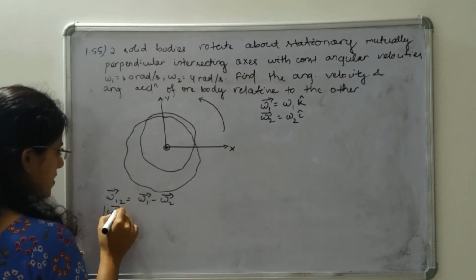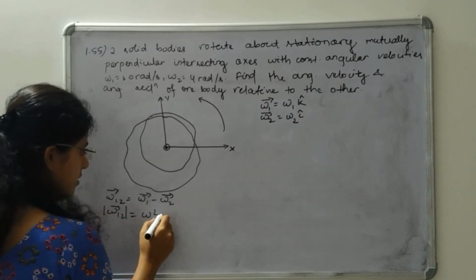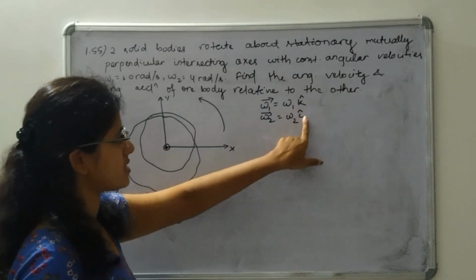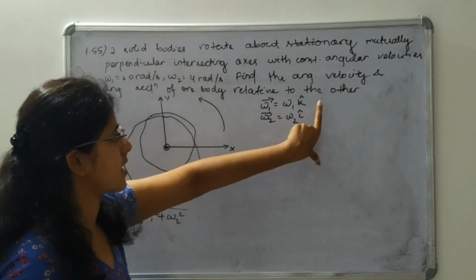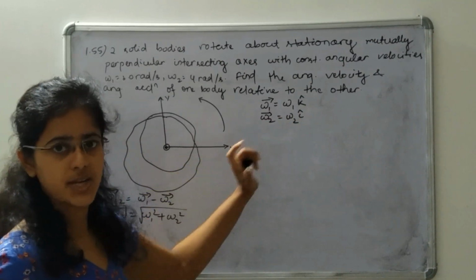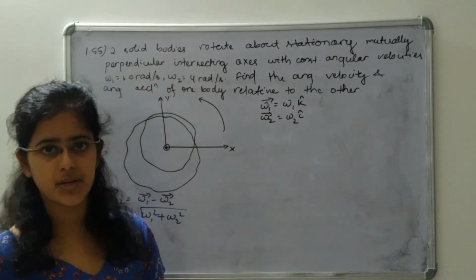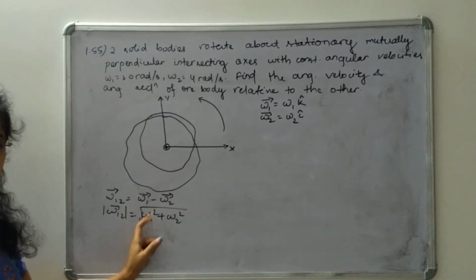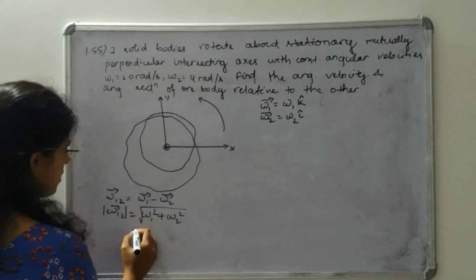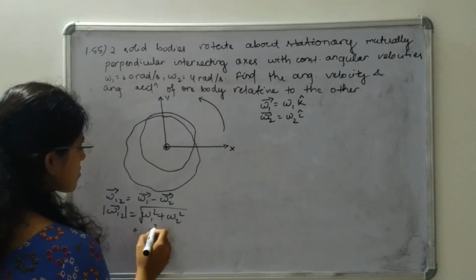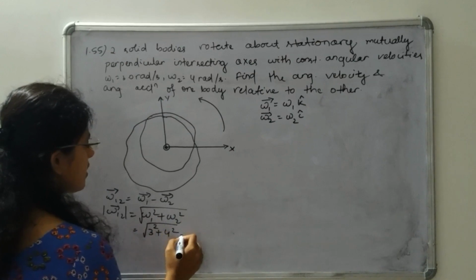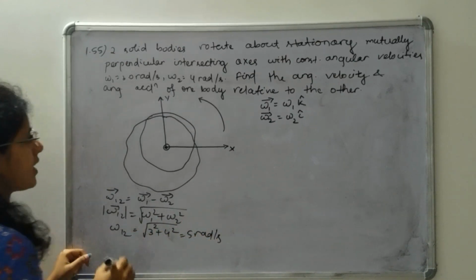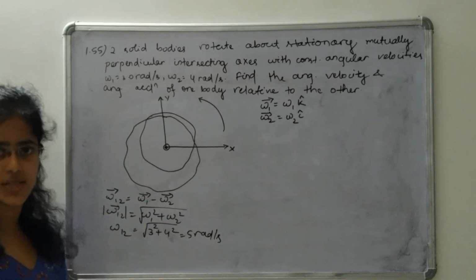The modulus of this velocity is how much? Square root of omega 1 square plus omega 2 square, because these are in perpendicular directions. That is, k cap is perpendicular to i cap, the z axis and x axis are mutually perpendicular. So I can write square root of omega 1 square plus omega 2 square. Omega 1 is 3 square plus omega 2 is 4 square, 5 radian per second. The relative angular velocity is 5 radian per second.